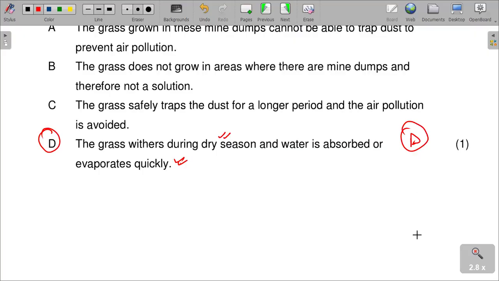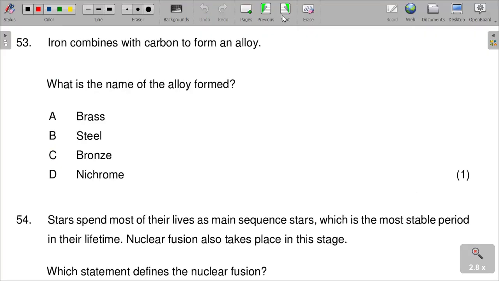Number 53. Iron combines with carbon to form an alloy. What is the name of the alloy formed when iron combines with carbon? Number 53. We have iron combining with carbon to form an alloy. What is the name of the alloy formed? It is steel. Steel is formed.